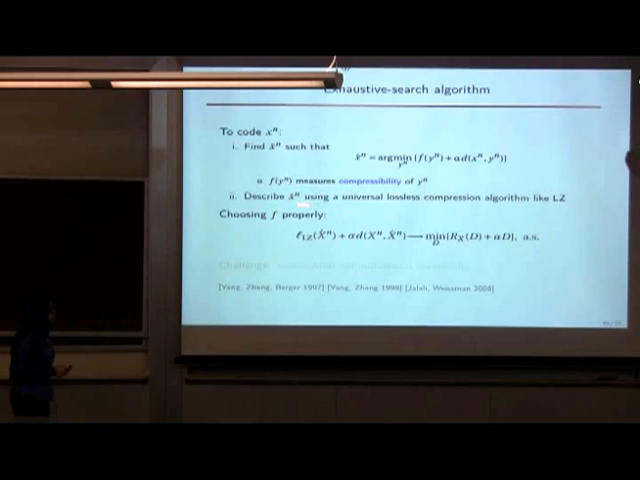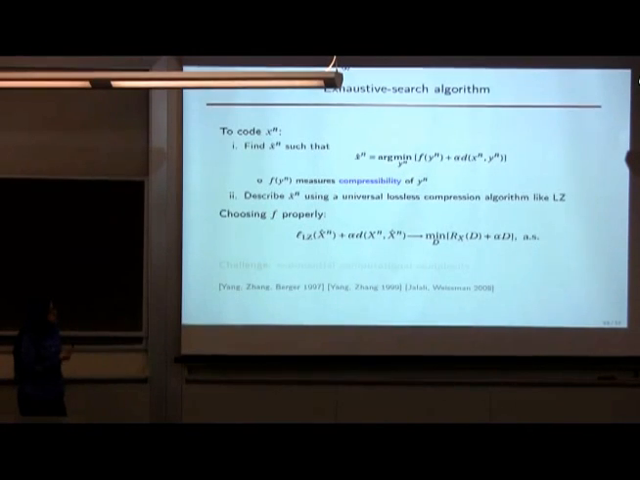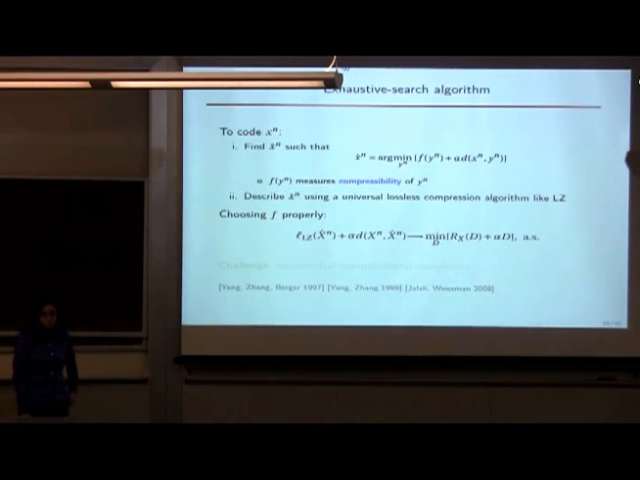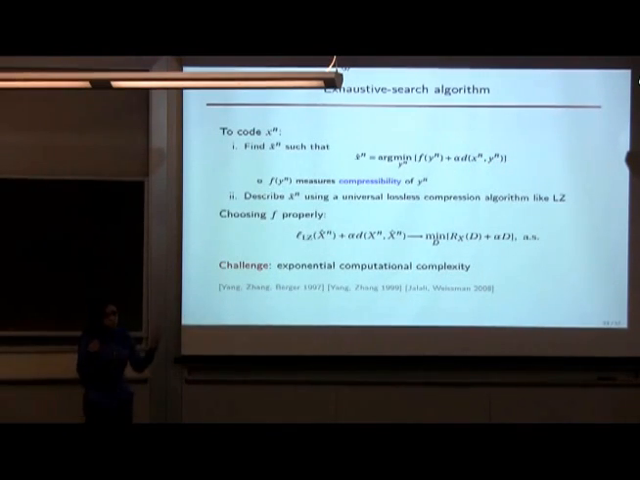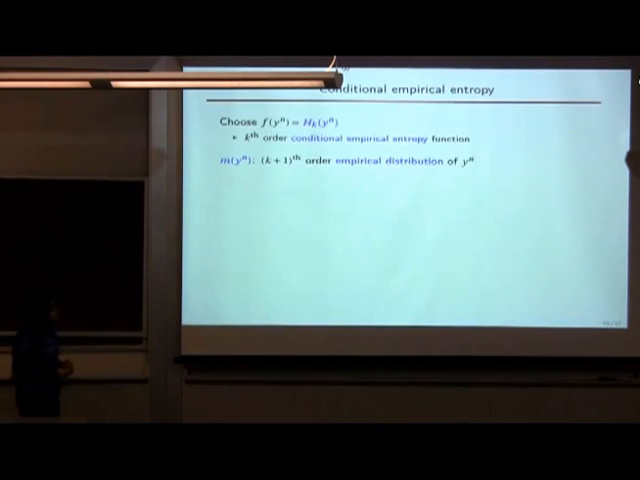And f should be a valid measure of compressibility. I won't go into the details of how to build these measures. But for choosing various kinds of f, people have proved, and we did too, that this algorithm achieves the optimal performance as the block lengths become larger and larger. But this is not a practical scheme. It has huge, exponentially large computational complexity. If you have a binary sequence, it has 2 to the n possible reconstructions, and you should go over all of them and find the one that has the lowest cost.